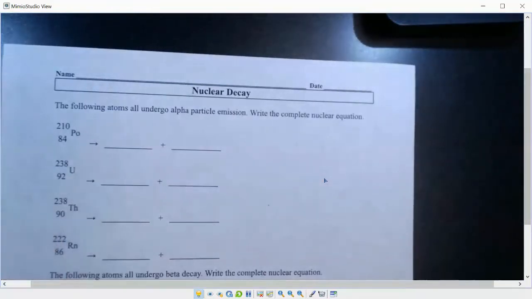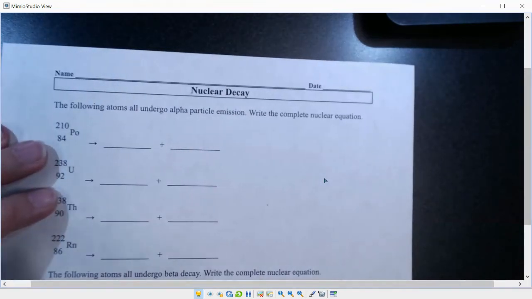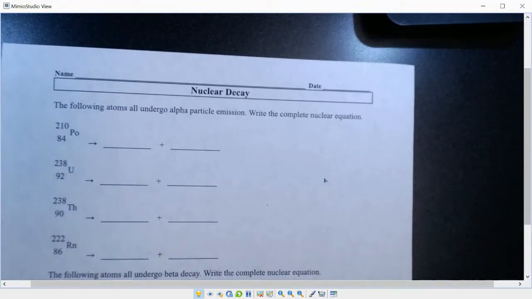So let's do a few examples. This document is in Canvas. You do not have to turn this in for a grade. It is a practice page, and the key is also posted in Canvas so that once you complete some of these practice questions, you can check yourself in the key. And then there is a checkpoint assignment that is a grade, so make sure you complete that.